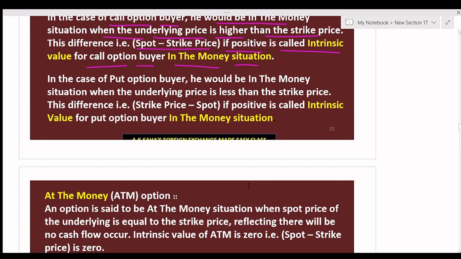In the case of a put option buyer, he would be in the money situation when the underlying price is less than the strike price. This difference, that is strike price minus spot, the reverse of spot minus strike price in the call option, if positive, is called the intrinsic value for the put option buyer in the in the money situation.